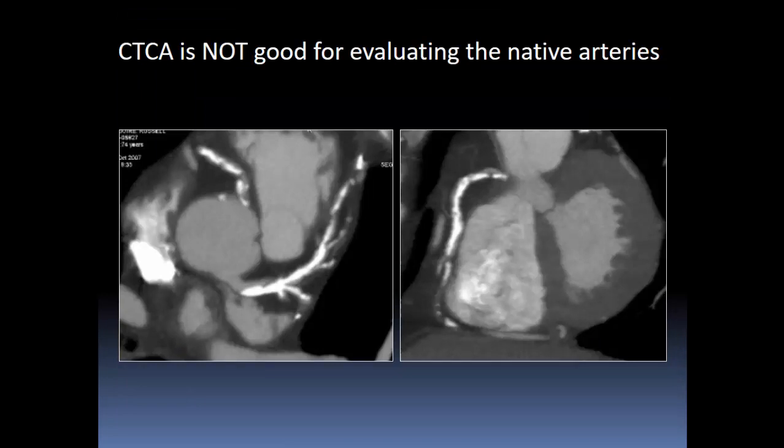Where CT is not good is evaluating the native coronary arteries in graft patients, because they have heavy calcification. Once they've had grafts, then over a period of months and years, there is accelerated atheroma formation because the blood is bypassed from these arteries. Hence, evaluation of native coronary arteries becomes difficult.